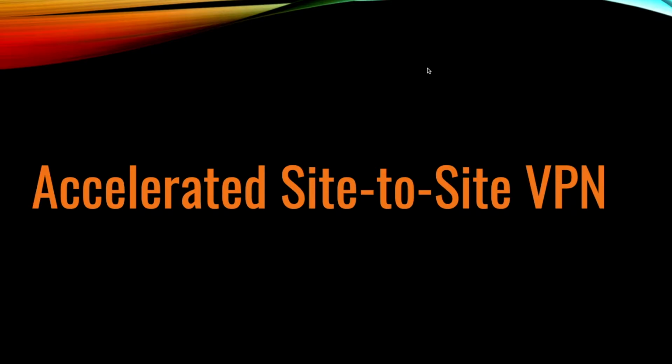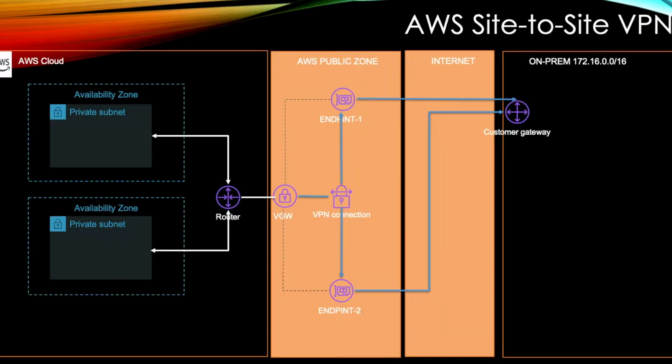So, before we jump into accelerated site-to-site VPN, let's first understand what is a site-to-site VPN connection. Site-to-site VPN connection is used to make a connection between AWS cloud and your on-prem network. For that, you create a customer gateway and you create a virtual private gateway on AWS site. And customer gateway is nothing, just a representation of your router on the on-prem site, where you provide the public IP address of your on-prem router.